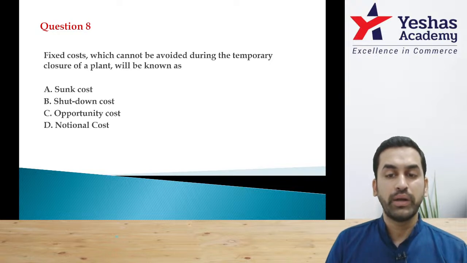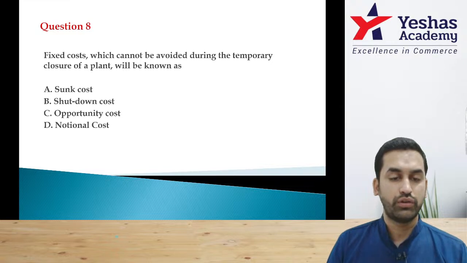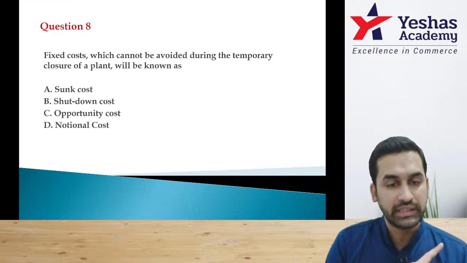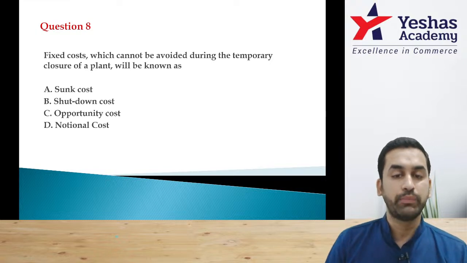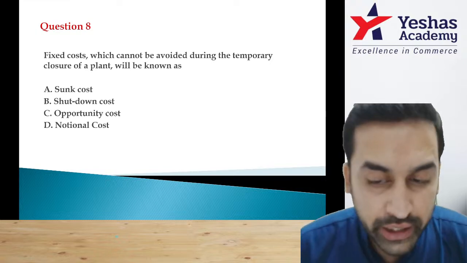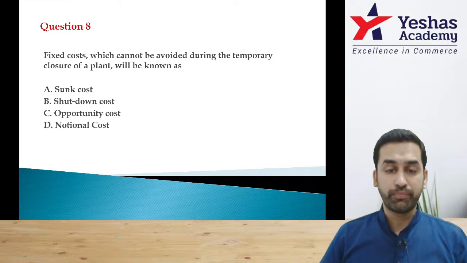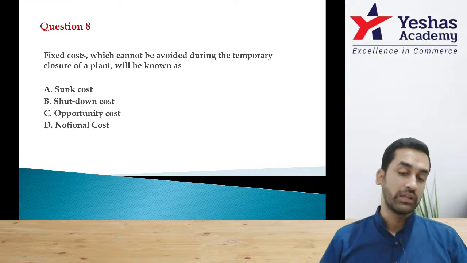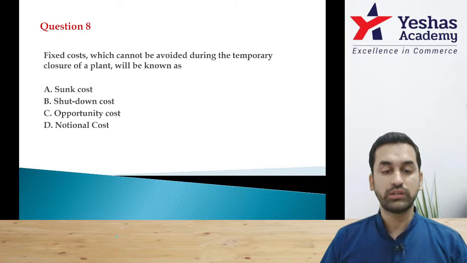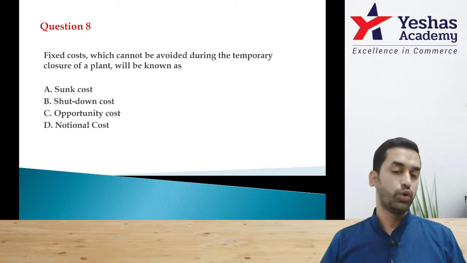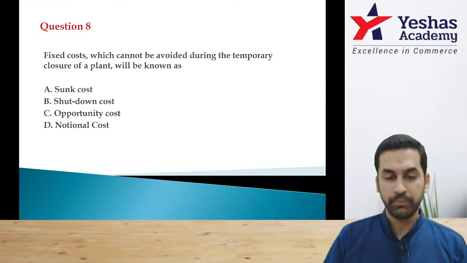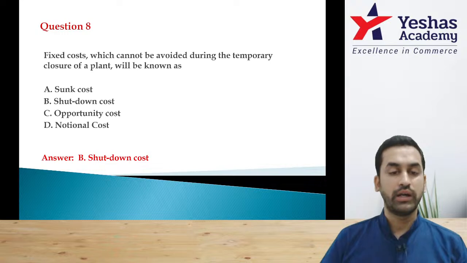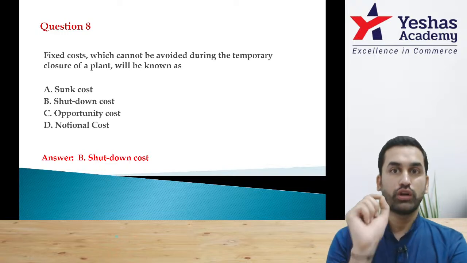Fixed cost which cannot be avoided during temporary closure of plant is known as dash. I want you to answer in the chat box. This is a good question. Read properly. Sunk cost, shutdown cost, opportunity cost, notional cost. I can see some of them sending the correct answer. B, shutdown cost. Good. For those who do not know, let me explain.